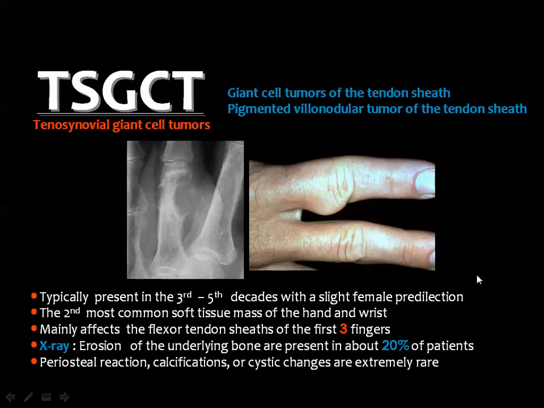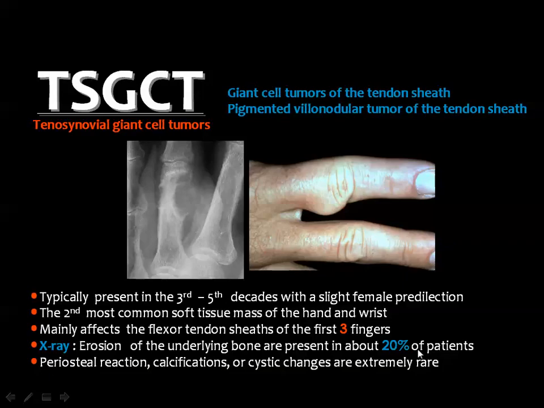And the giant cell tumor of the tendon sheath typically presents in the third to the fifth decades of life with a slight female predilection, and is considered the second most common soft tissue mass in the hand and wrist. It mainly affects the flexor tendon sheath of the first three fingers, and in the X-ray you can see a soft tissue lesion which may be associated with erosion of the underlying bone, as you can see in this example, or may not be associated with bone erosion.